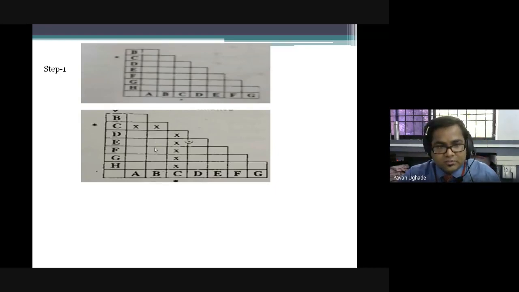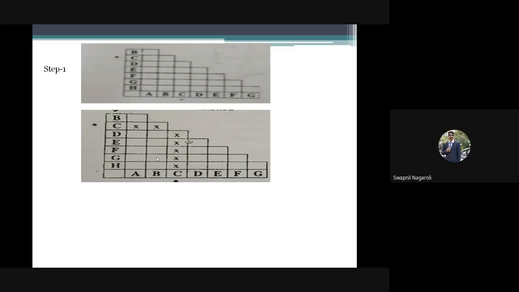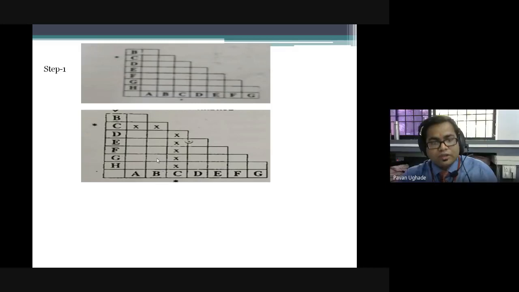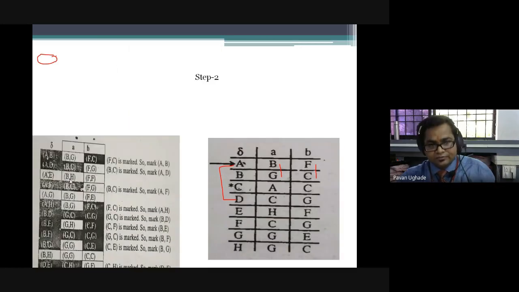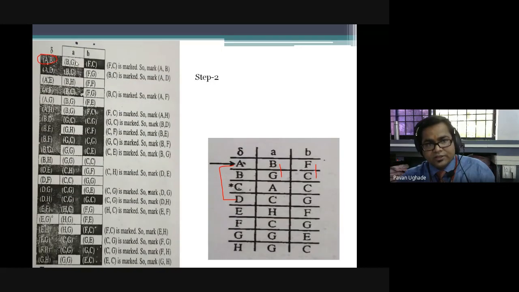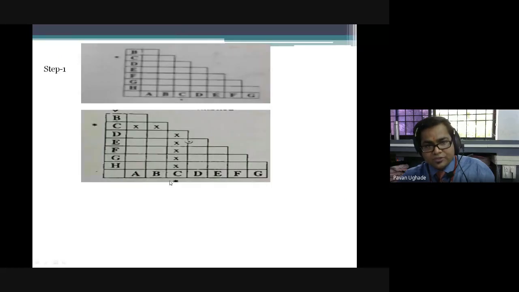BG, check whether it is blank or crossed. This entry is blank. So if the entry is blank, we are not highlighting it. BG, okay, we are not highlighting. Then the next combination is FC. So check FC.